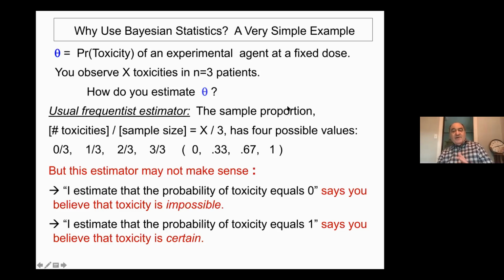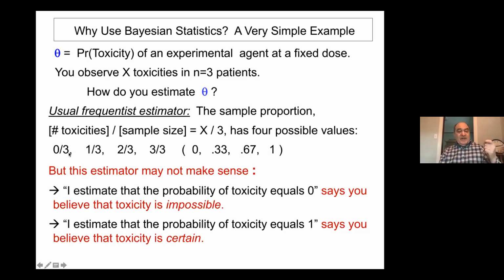So the usual frequentist estimator is something that everybody knows. You take the number of toxicities and divide it by the sample size. So in my notation, it's X divided by 3. And if you look at the possibilities, it can be 0 out of 3, 1/3, 2/3, and so on. Here they are in decimal form. But the estimator really doesn't make sense.